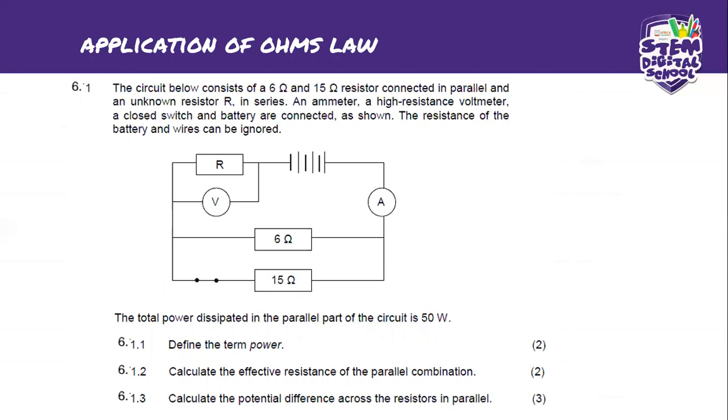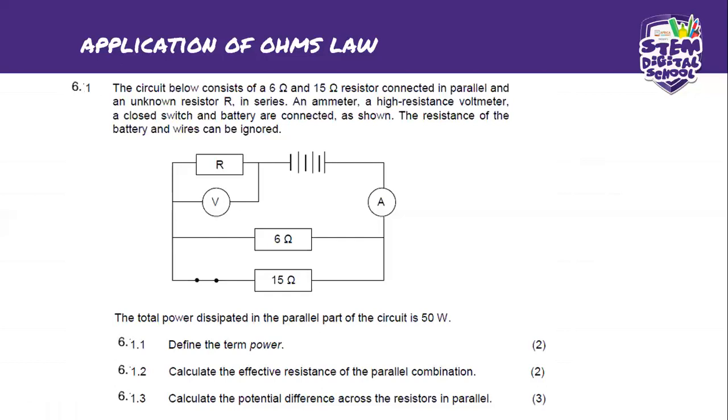So question 6 is the application of Ohm's law. It says here, the circuit below consists of 6 ohms and 15 ohms resistor connected in parallel and an unknown resistor R, which is this one over here, in series. An ammeter is this one, a high resistance voltmeter, which is this one, a closed switch, and this is a closed switch, right? And a battery, this is the battery, are connected as shown.